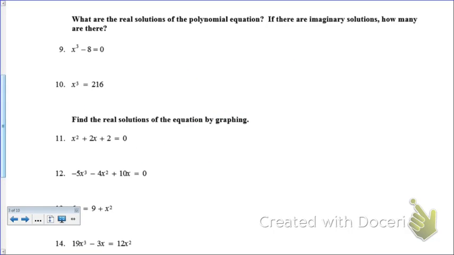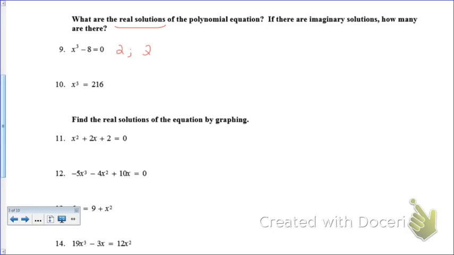Number 9, it says, what are the real solutions of the polynomial? Real solutions are solutions that cross the x-axis of the coordinate plane. If there are any imaginary solutions, that's where they don't cross the x-axis. So for number 9, I would graph it on Desmos, and I would see that the graph crosses the x-axis at 2. So my real solution is 2, and that's the only place it crosses the x-axis.